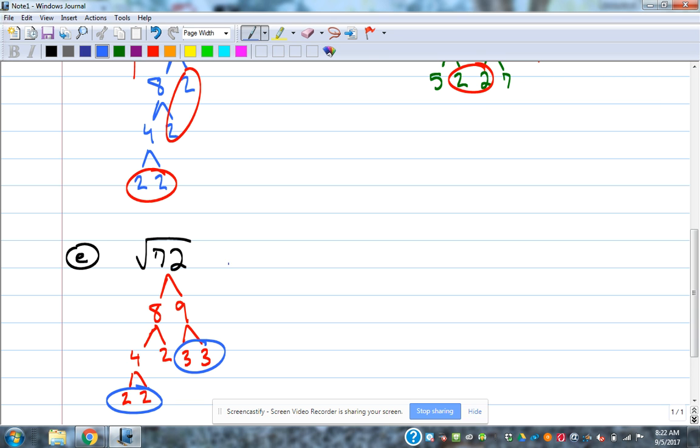So what comes to the outside? 3 times 2. What's on the inside? 2. There's a 2. That 2 right there doesn't have a buddy. So he's got to stay in the house. Leave him inside. So that ends up being 6 radical 2. Simplifying square roots out of that.